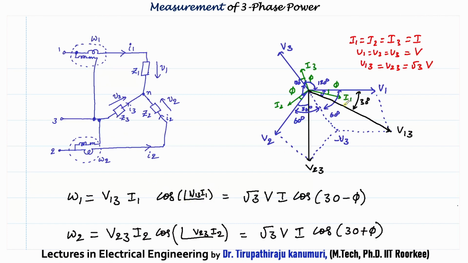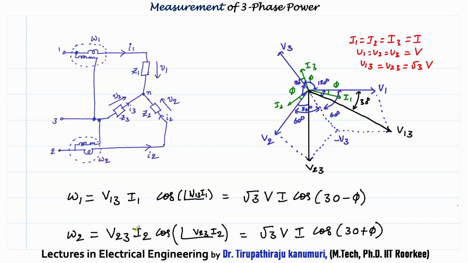You can see what is the angle between V13 and I1. This V13 is making an angle of 30 degrees with respect to E1, and I1 is making an angle of phi with respect to V1. So if you want to measure the angle between V13 and I1, it is nothing but 30 minus phi. That's why root 3 times of Vi into cos of 30 minus phi. Why root 3 times of V? Because we know the line voltage is root 3 times of the phase voltage. That is the reason.